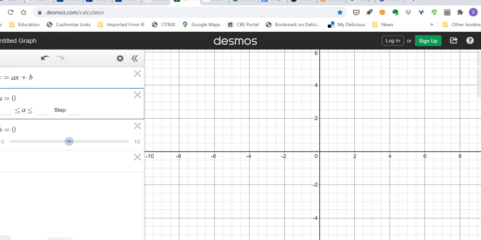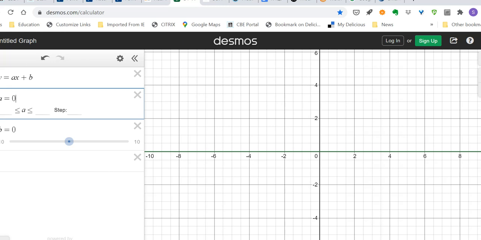Okay. If the slope is 0, we have 0x. We're just going to have y is equal to b. We now have a constant function, right? 0x means there's no x. So a linear function requires exactly one x in the equation, y equals ax plus b. You can't have 0x because then it just becomes a constant function.